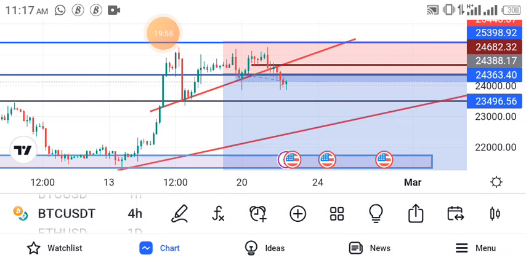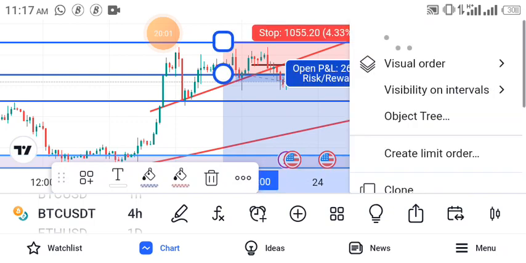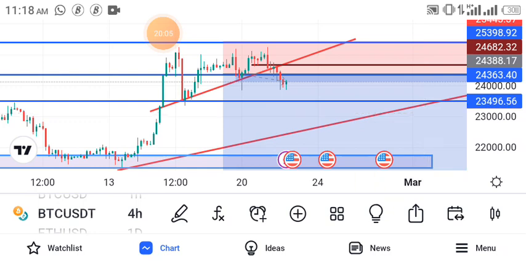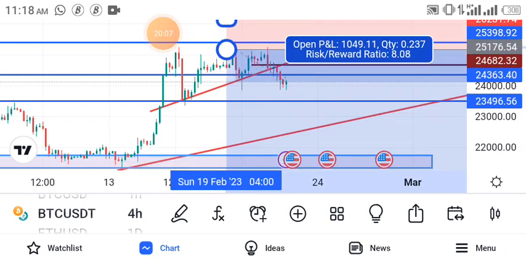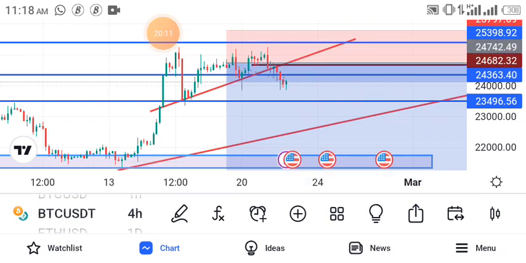Yeah, I'll be shorting Bitcoin. Yeah, I'll be entering here. Let me take my position up. This area here. 24682. That's how we're selling.